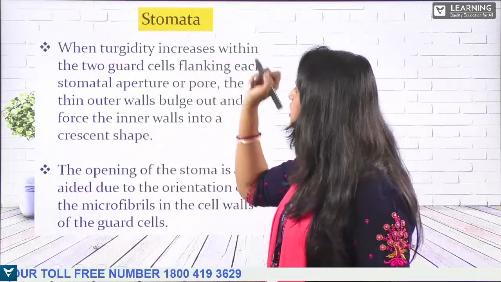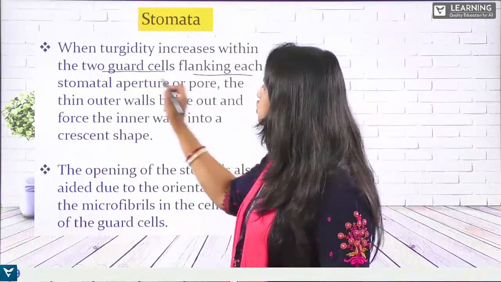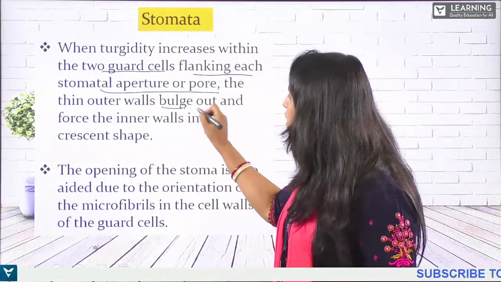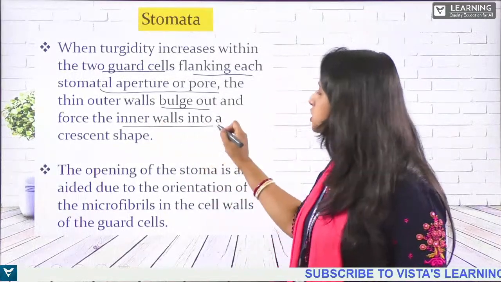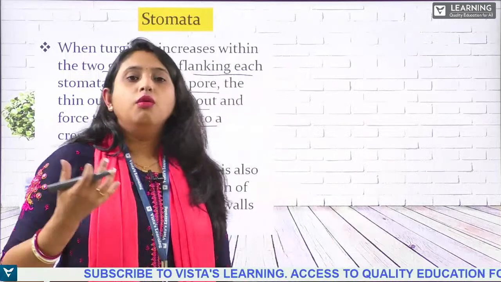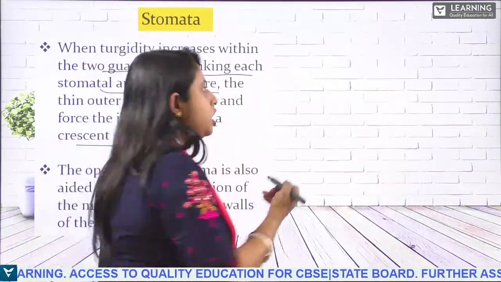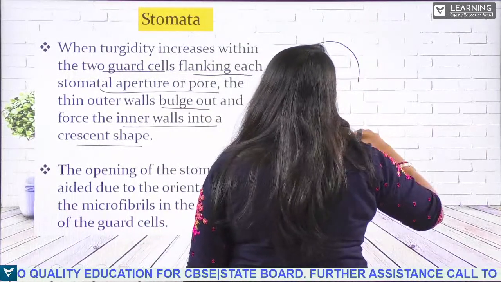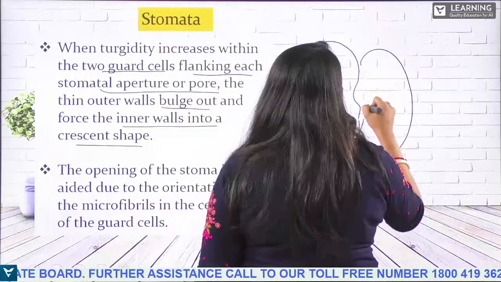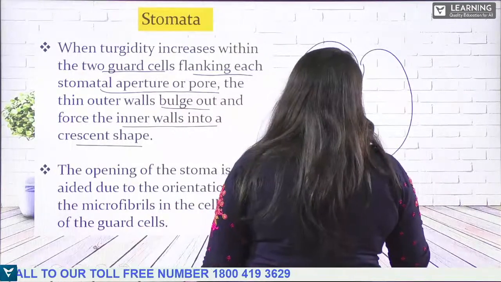Next, when turgidity increases within the two guard cells flanking each stomatal aperture or pore, the thin outer walls bulge out and force the inner walls into a crescent shape. Now, what happens when there is more movement of molecules inside the outer wall? Okay, so the outer wall will become larger in size, and the shape of the inner wall will be changed.